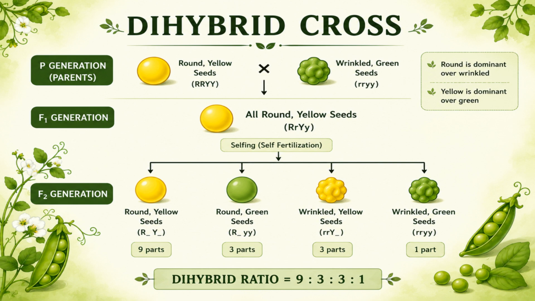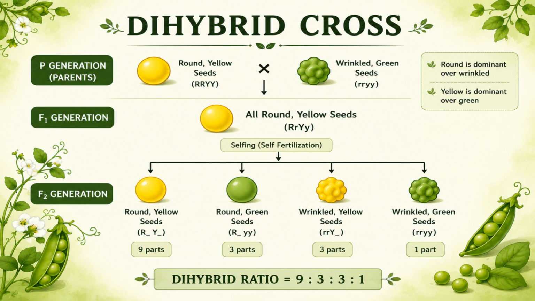Similarly, for seed color, yellow trait was dominant over green trait. So both dominant traits appeared together in the F1 generation, while the recessive traits remained hidden. But Mendel was not satisfied with observing only the F1 generation. He allowed the F1 plants to undergo self-pollination and produced the F2 generation.